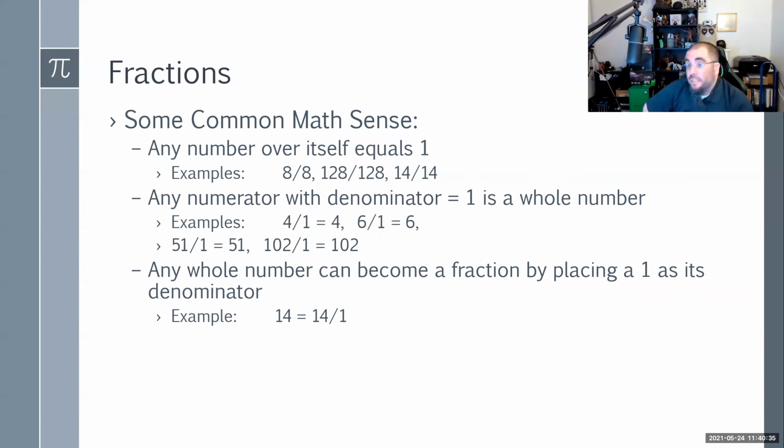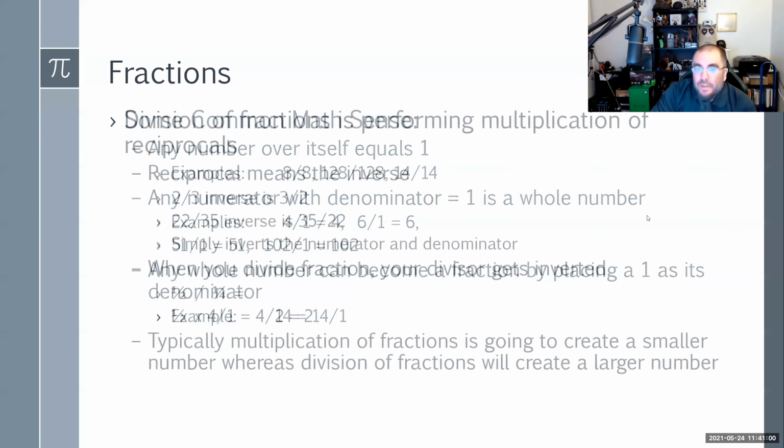Any numerator with a denominator that is 1 is a whole number. So 4 over 1 is 4. 6 over 1 is 6. 102 over 1 is 102. Any whole number can become a fraction by just placing a 1 as the denominator. Those are just some common fraction sense here, and that will help when we do multiplication and division.